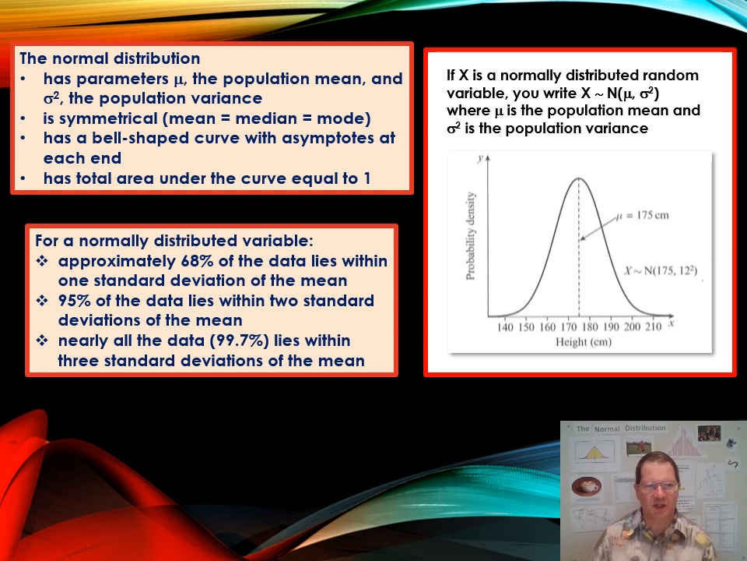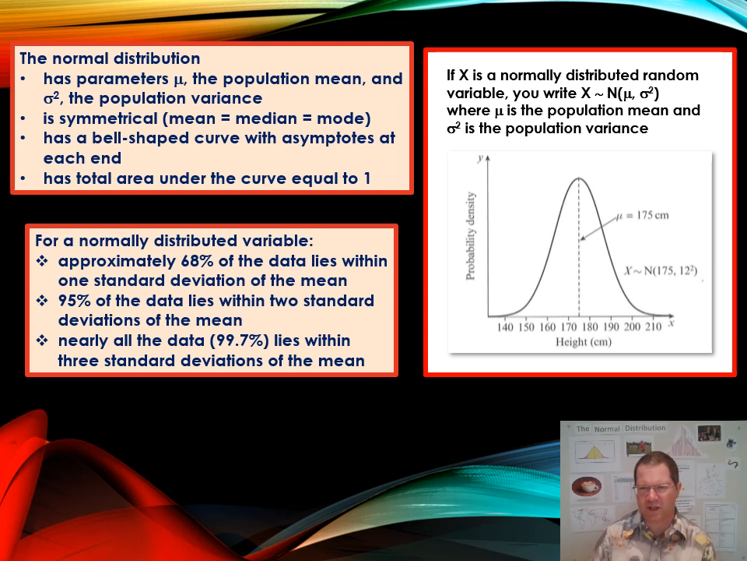The normal distribution is symmetrical, so the mean is equal to the median is equal to the mode, as I mentioned earlier. It has a bell-shaped curve with asymptotes at each end, i.e. tending towards zero probability density, and it has a total area under the curve equal to 1. For a normally distributed variable, approximately 68% of the data lies within one standard deviation of the mean, 95% of the data lies within 2 standard deviations of the mean, and nearly all the data, 99.7%, lies within 3 standard deviations of the mean. We're going to have a look at what that means in a second.